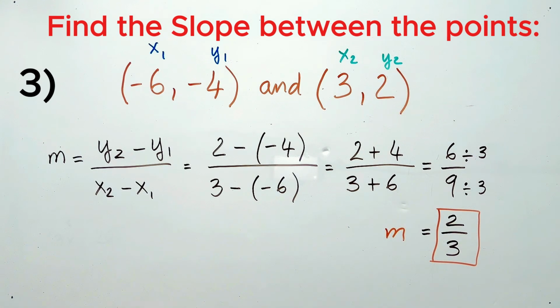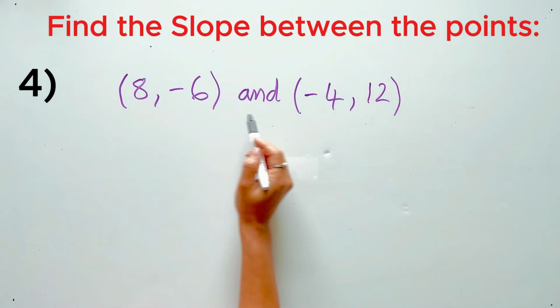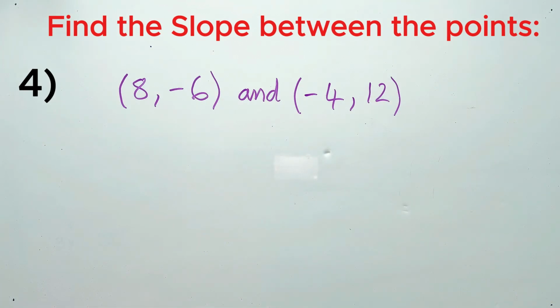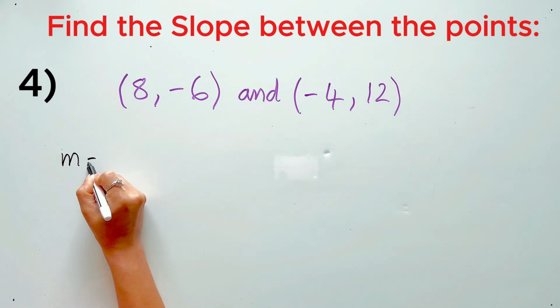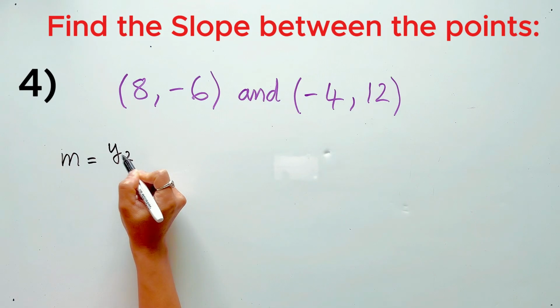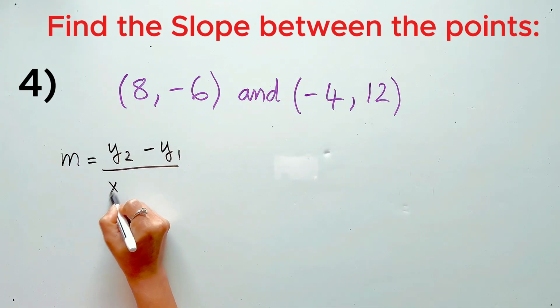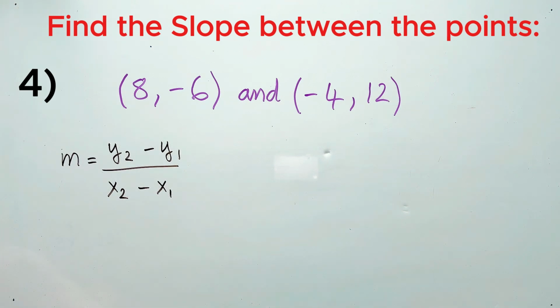Great job! Let's look at our last challenge problem. Our last challenge problem is find the slope between the points (8, -6) and (-4, 12). And the same thing, we will use the slope formula. m equals y sub 2 minus y sub 1 over x sub 2 minus x sub 1. And we will do the same steps.